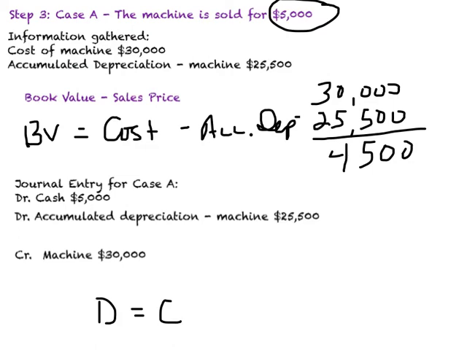Guess what that is? That is our plug figure for gain on sale of machine. You can check this by saying book value of $4,500 minus the sale price, which was $5,000, is $500. In this case, it's a gain. When we speak of gains and losses, gains are credits, losses are debits.